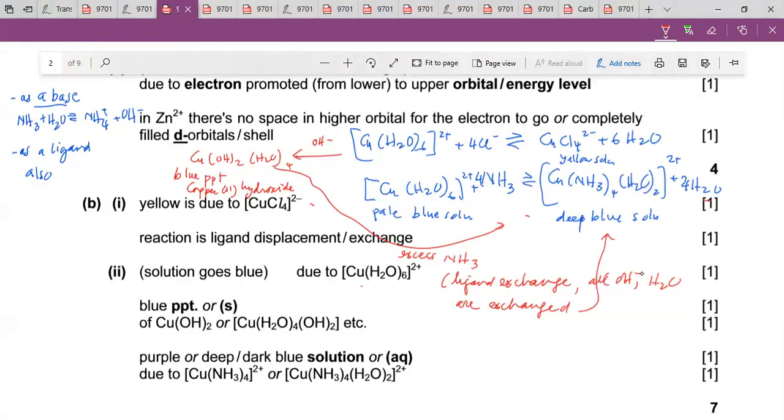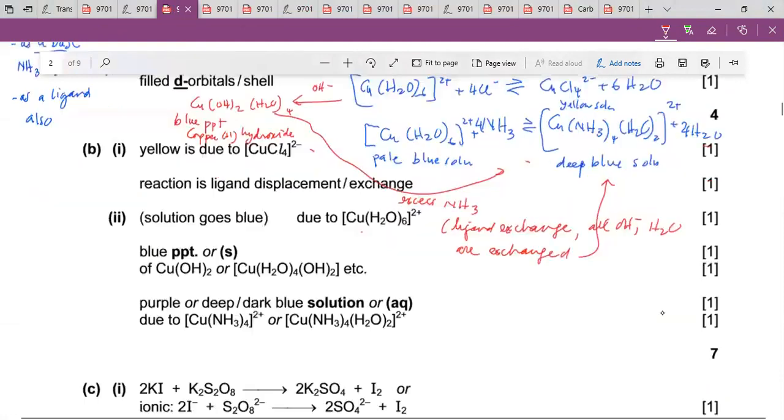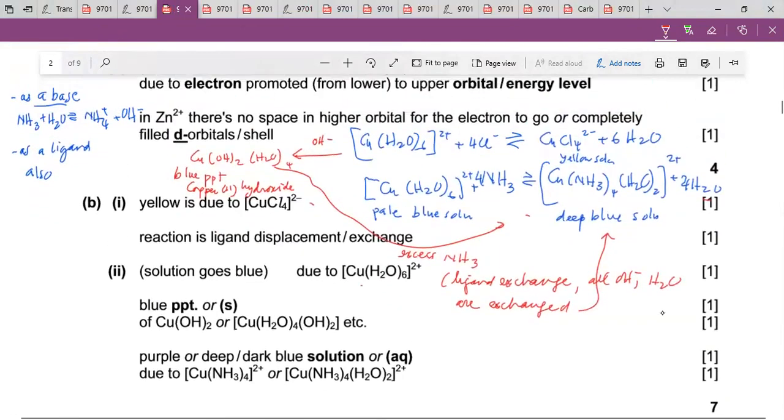All right. Now, firstly, they say here, okay? Now this is the one mark. Yellow, right? And the type of reaction, ligand displacement. Or see now here, blue solution, right? Remember the blue solution is due to the aqua complex, 1 mark here. See, Cu(H2O)6, right? Sometimes they accept Cu aqueous, but better don't push your fate too far.